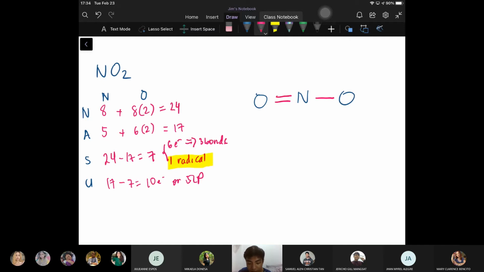Okay, so nalagay ko na yung tatlong bonds. Ano susunod? Yung lone pairs. Yung radical sa dulo na yan nilalagay. Okay? So lagay mo na yung lone pairs.